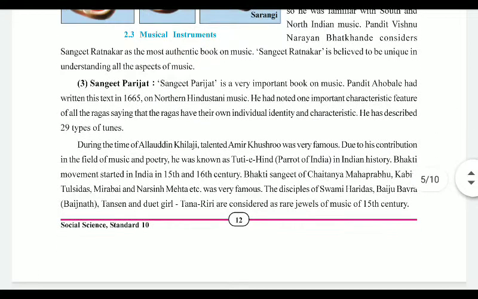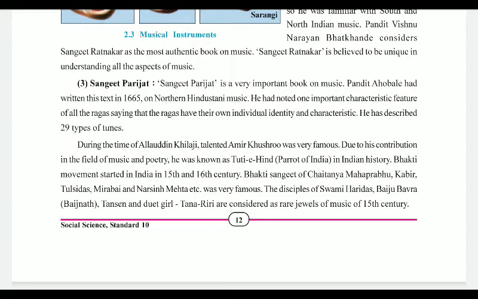Sangeet Parijat is a very important book on music. Pandit Ahobal had written this text in 1665 on northern Hindustani music. He noted one important characteristic feature of all the ragas, saying that ragas have their own individual identity and characteristics. He has described 29 types of tune. During the time of Alauddin Khilji, the talented Amir Khusro was very famous. Due to his contribution in the field of music and poetry, he was known as Tuti-e-Hind, the parrot of India.